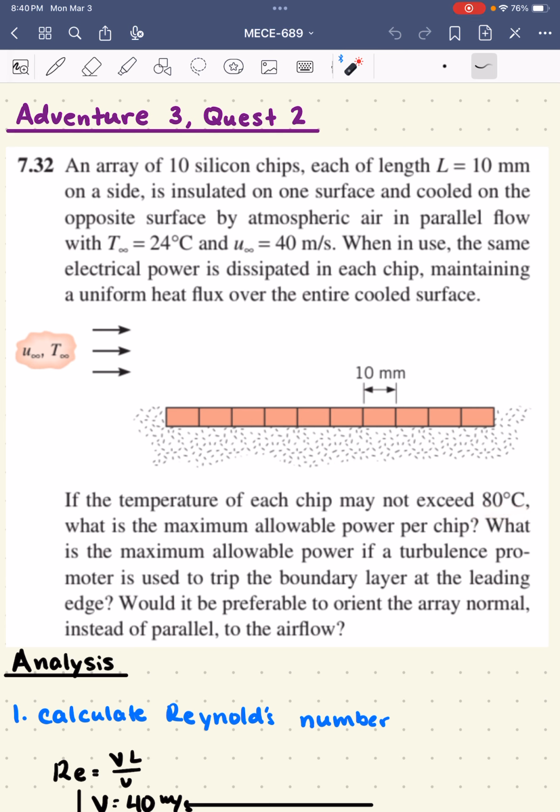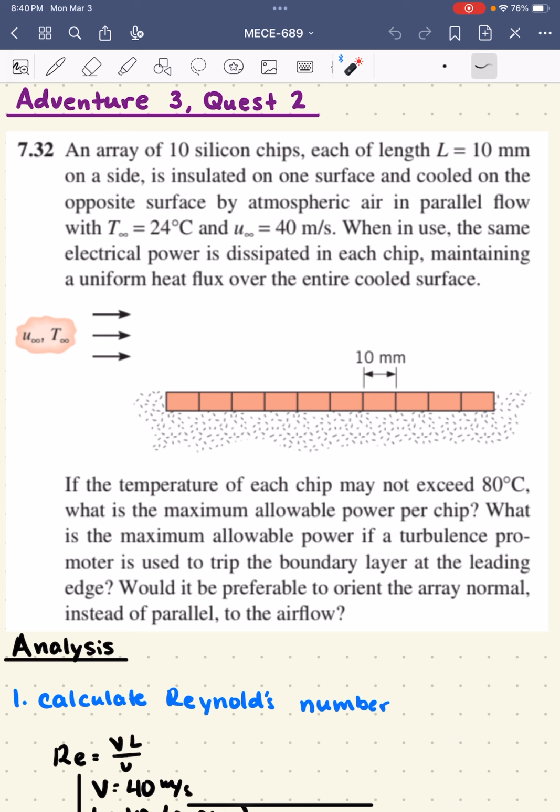And then after we find that, we're going to look for the maximum allowable power if we're using turbulent flow. If we have turbulent flow over the top, there's a turbulent promoter at the boundary layer of the leading edge, so here. And then a simple question, if it's asking if we would prefer the orientation of the chips to be normal or parallel to the airflow.